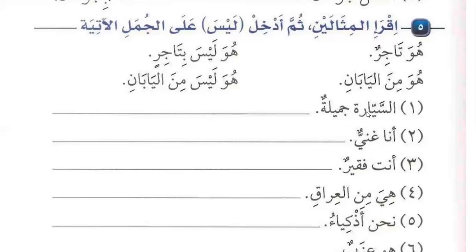Okay, then nahnu adhkiya'. Nahnu adhkiya'. Intelligent, means what? Nahnu lasna bi adhkiya'. Adhkiya' is mamnu' min as-sarf, so it will take fatha instead of kasra. Nahnu lasna bi adhkiya'a. Miss Amin Abdi Hassan.